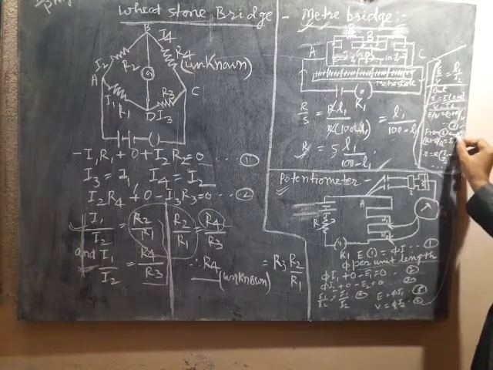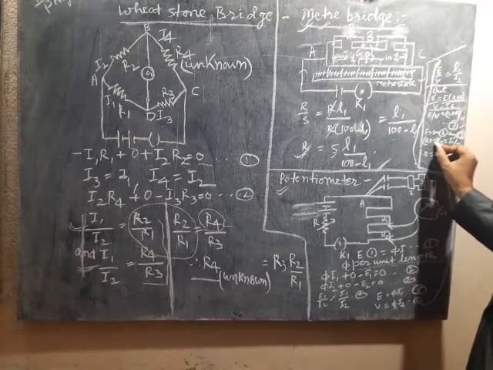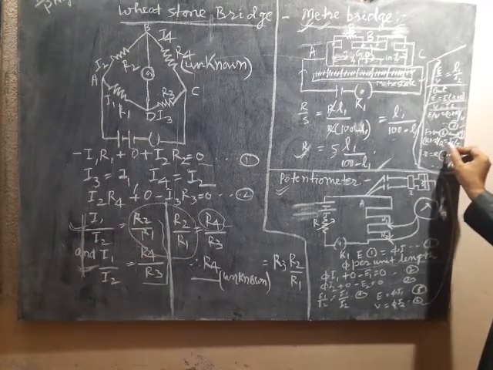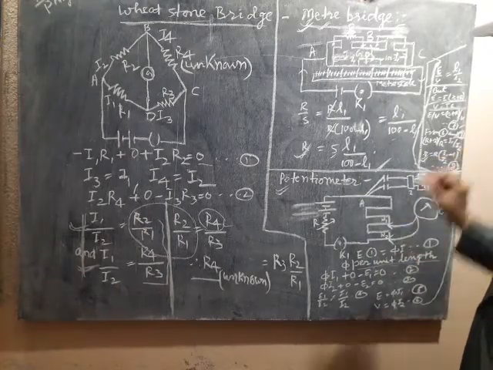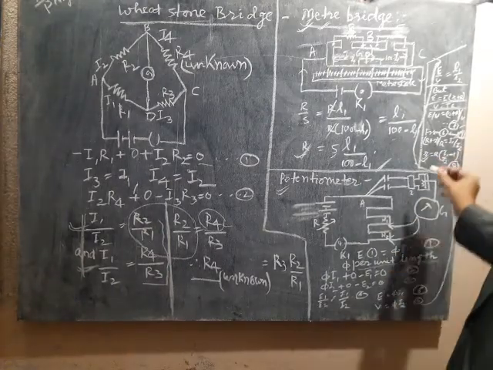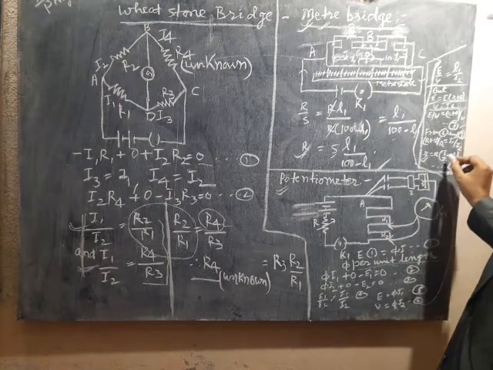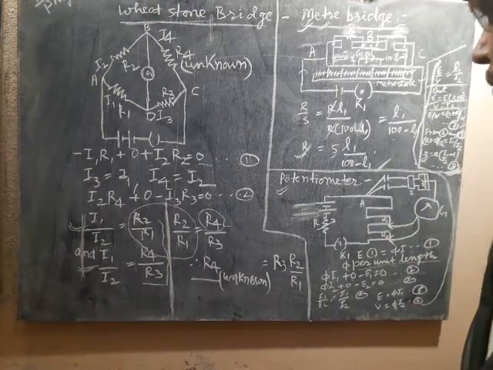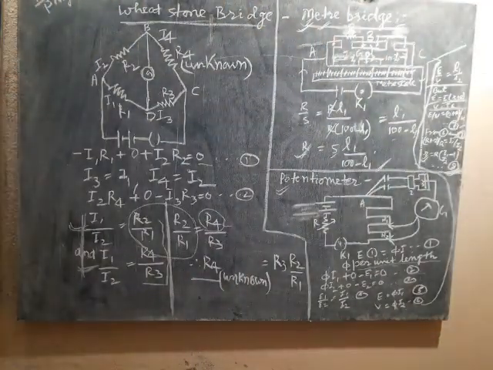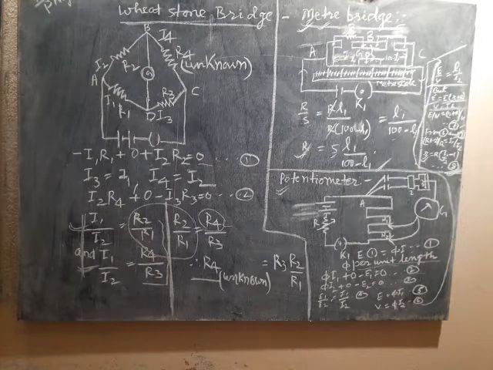From 6 and 7, R plus r by R is equal to I1 by I2. And then you can find out the small r, that is equal to R(I1 by I2 minus 1), that is equation 8. This is the case of the potentiometer. I hope you try to understand. If you do it several times, then you are able to understand all the things.